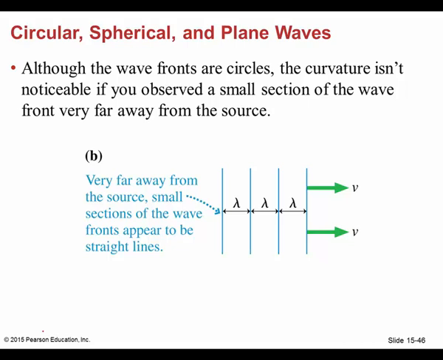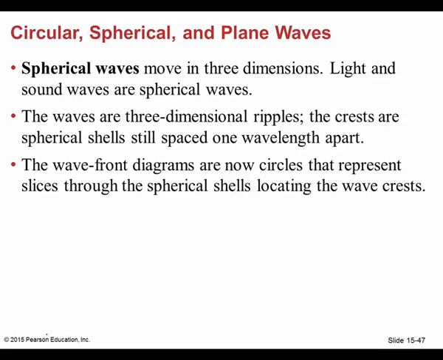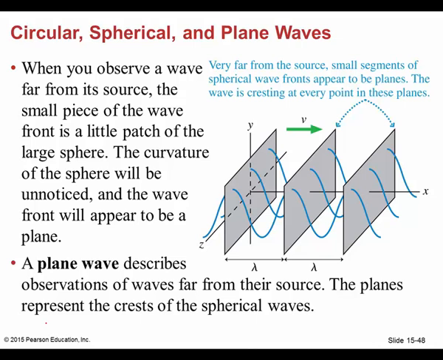So, for example, if you throw a stone in a pond and you're, I don't know, 30 or 40 feet away, eventually what's going to hit you is the plane wave, not the actual circular wave, because you're far enough away from the source that it's basically coming at you at a right angle. Spherical waves move in 3 dimensions. Light and sound are spherical waves. They talk about the waves with 3-dimensional ripples, like on a pond. But once you get out away from the source, it becomes what is called a plane wave.